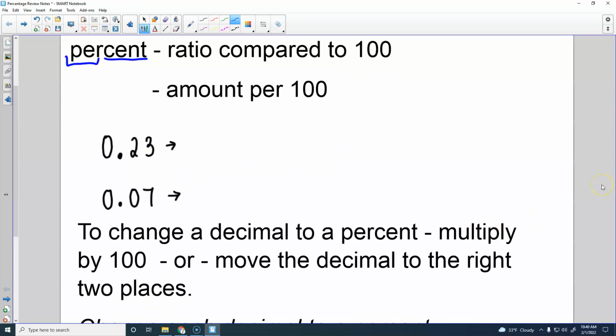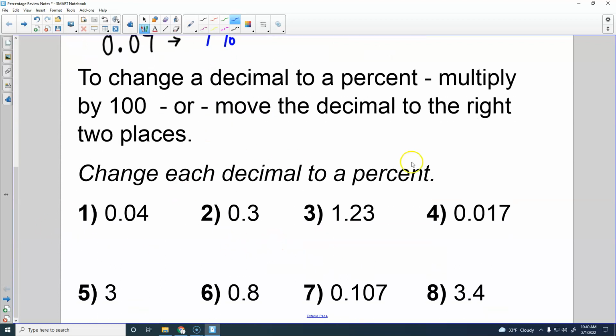So you guys talked about this yesterday. If I want to change 0.23 to a percent, it would be 23%. What about 0.07? 7%. So you guys have that. To go from decimal to percent, you're going to multiply by 100, which moves your decimal 2 places to the right. Your decimal should always be smaller than your percent, right? So go ahead for these 8 right here real quick. Go ahead and change all of those to percents for me.